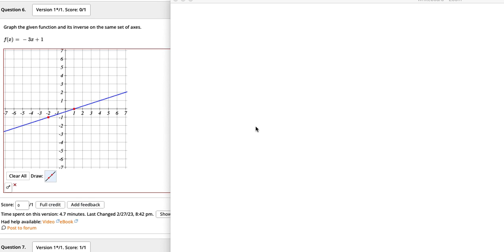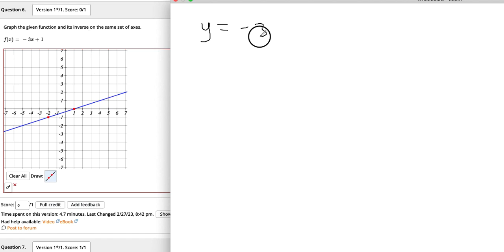Okay, so for these when we're finding the inverse and we're supposed to graph, the easiest thing to do is to just take, we don't have to actually find the equation of the inverse, that would be a different question. This is literally just draw that line and then the inverse on the same axis.